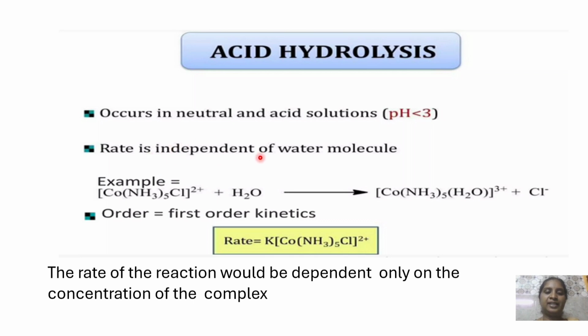Acidic solution means its pH is less than 3. The rate is independent of the water molecule, so it is first order kinetics. It means that the rate of the reaction depends only on the concentration of the complex. See the rate, it depends on the rate constant K with respect to the initial reactant only, meaning the concentration of the complex only, irrespective of the aquation.